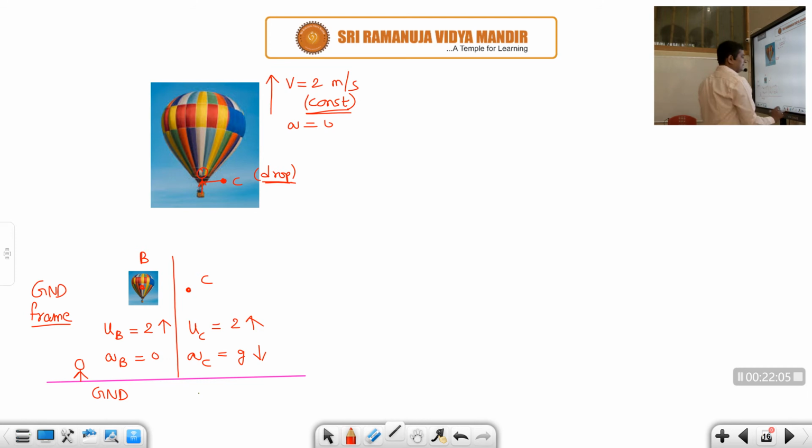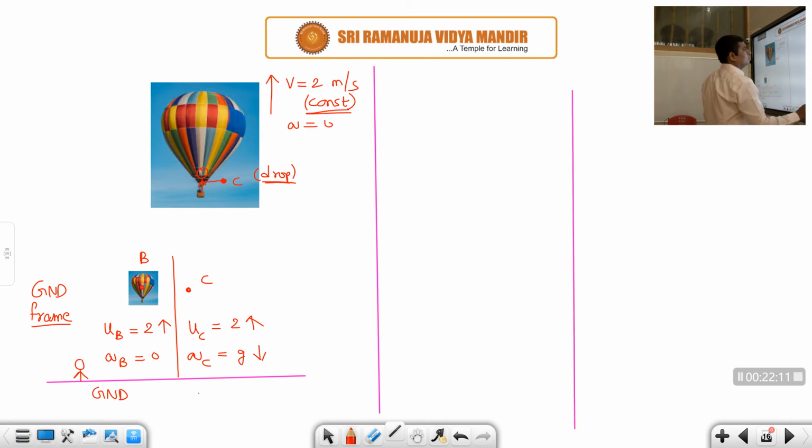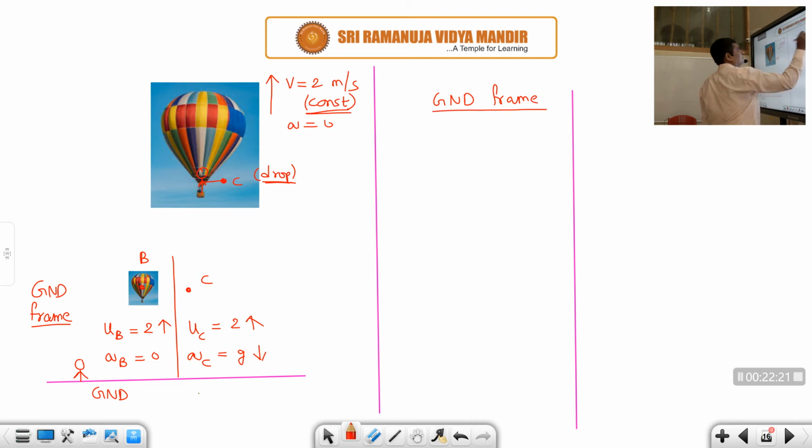After writing these values, now we can make two parts, students: one from the ground frame, and the second from the balloon frame. This type of problem we have already solved, but anyway, the second case is very important.